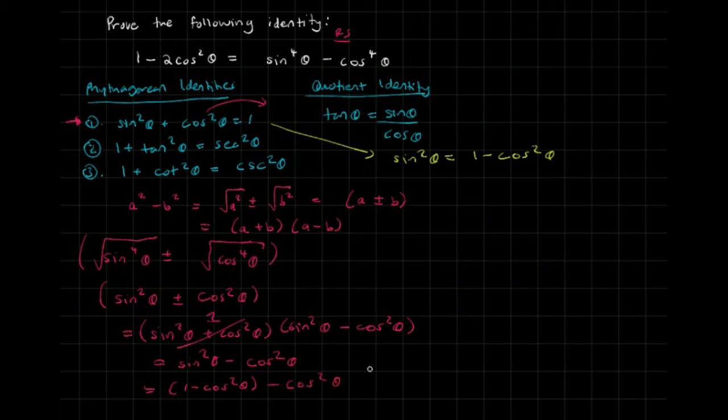Okay? And having said this, I'm going to collect the like terms, so you get 1 minus cos squared theta minus cos squared theta, which is 1 minus 2 cos squared theta. And you can actually see that this is equivalent to the left side. So our final statement here, therefore, is that the left side is equal to the right side. And we've actually proven this trigonometric identity.